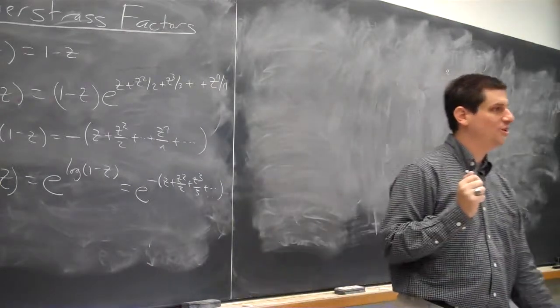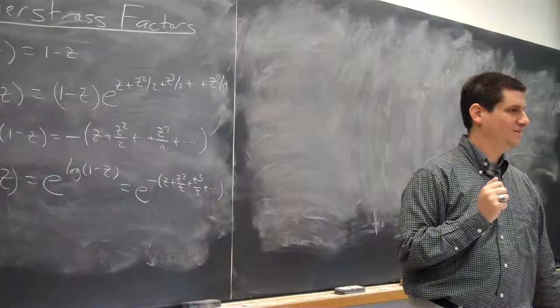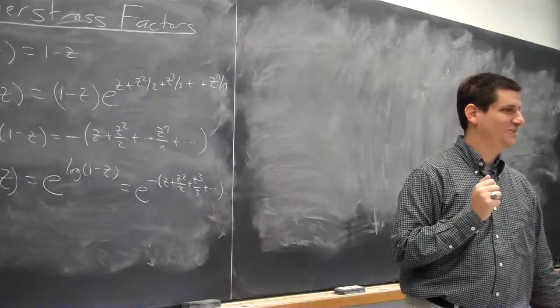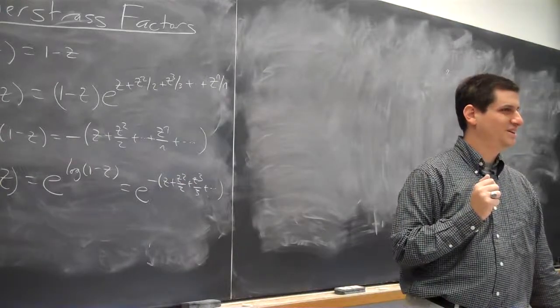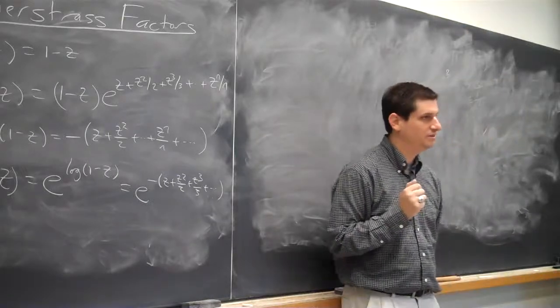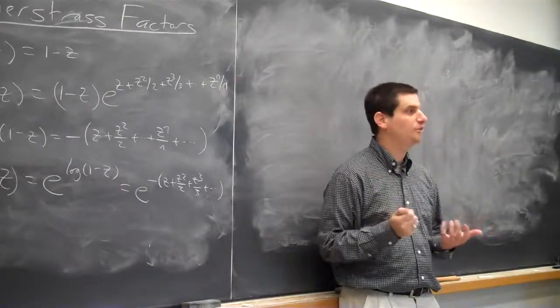I'm sorry? 1 minus an. Almost. A minus c. Nope. 1 plus an. Nope. It should involve z and an. Of z over an. Yeah, 1 minus z over an.